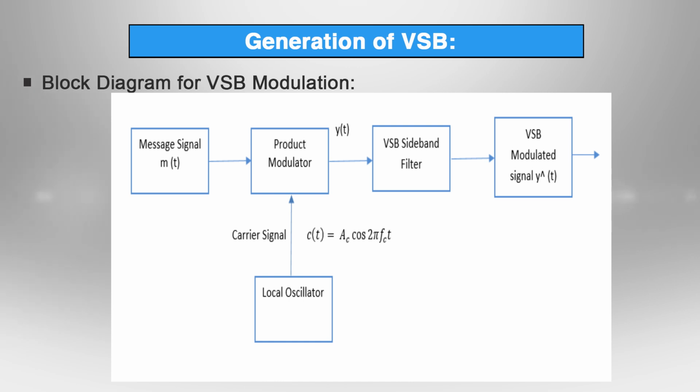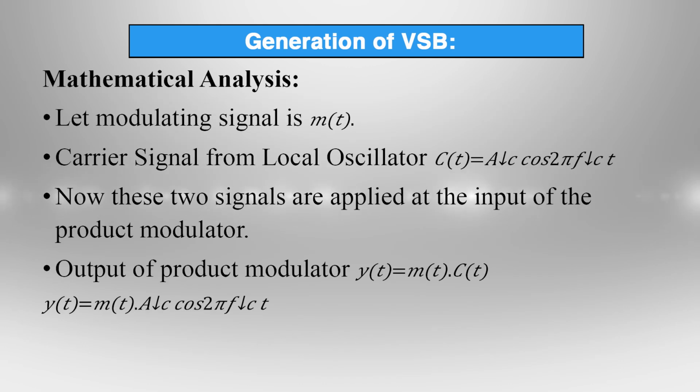Now, let us see the mathematical representation of VSB modulation. Let the modulating signal be represented by m(t), and the carrier signal from the local oscillator be c(t), which is given by Ac cos 2 pi fc t. Now, these two signals are applied at the input of the product modulator. Then the output of the product modulator is y(t), which is the product of m(t) and c(t), or we can write y(t) is equal to m(t) into Ac cos of 2 pi fc t.